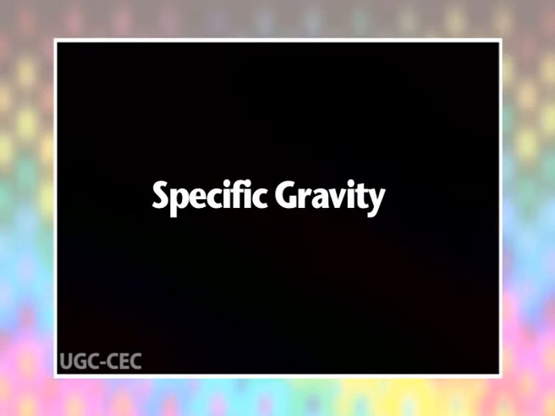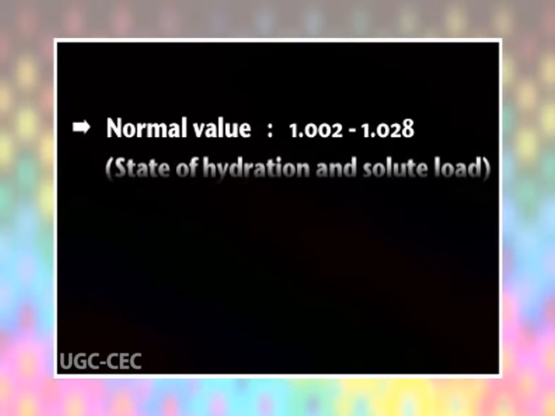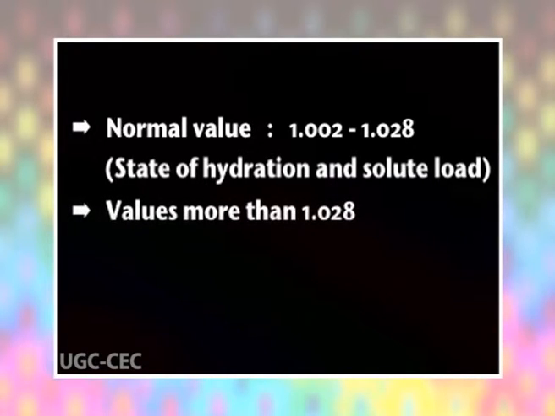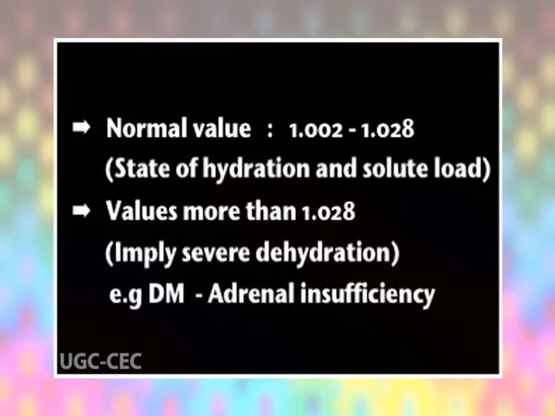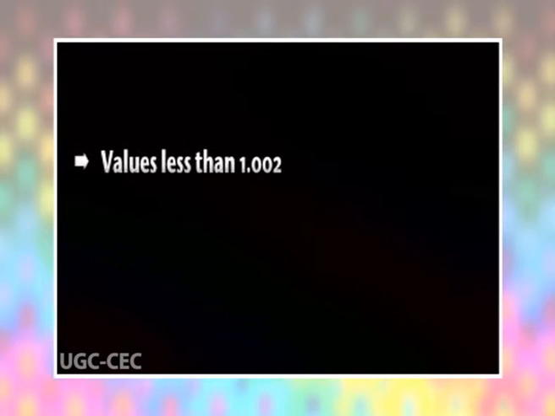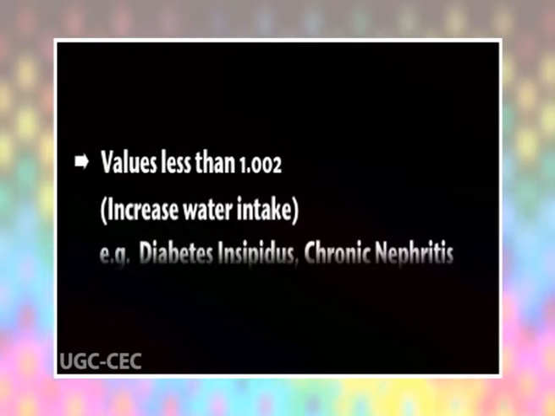Specific gravity is measured by urinometer and implies the capacity of kidneys to concentrate urine. Normal value 1.002 to 1.028. It depends upon state of hydration and solute load. Values more than 1.028 imply severe dehydration, for example, in diabetes mellitus, adrenal insufficiency. Values less than 1.002 indicate increased water intake, for example, in diabetes insipidus and chronic nephritis.